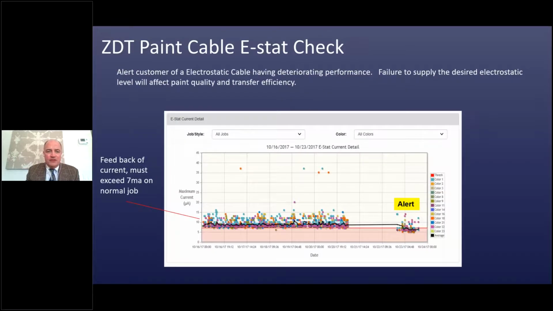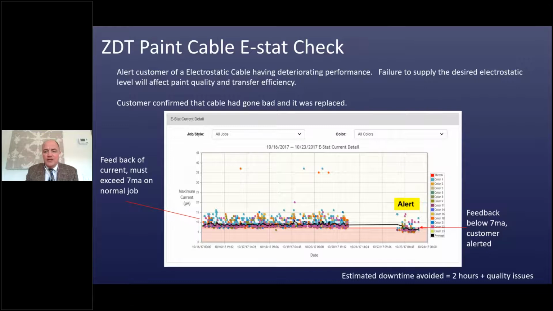Here's another example of an ESTAT check on a paint cable. This was a customer that had deteriorating cable performance. Failure to supply the desired level will affect paint quality and transfer efficiency. So they recognized an anomaly. That sent an alert off to the coating facility. So the customer was alerted. The customer confirmed actually that the cable had gone bad. They went and checked it and replaced it. That example saved 2 hours of downtime and quality issues on the paint line.